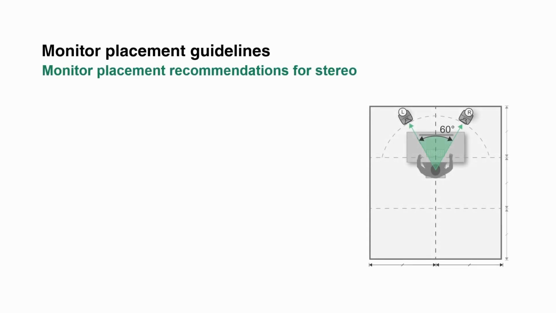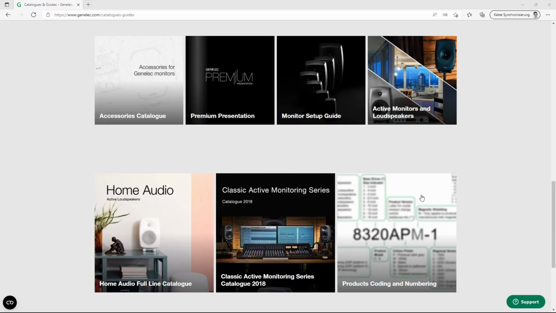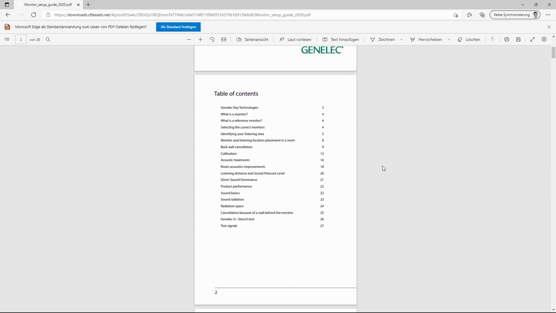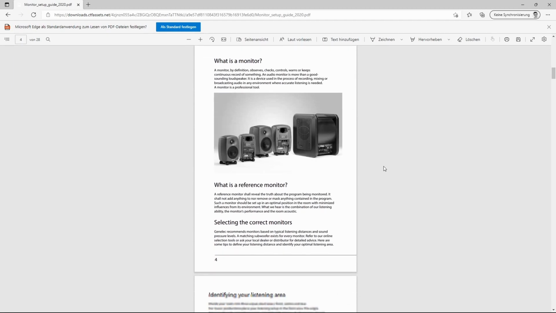A number of examples of ideal placement within the room exist within our monitor setup guide, which is available in the link below in the description. You can also head over to genelec.com and download a version of that for yourself. There's a huge amount of information in there which assists with correct placement. And again, this is the foundation of a well-calibrated system. The calibration techniques will get you so far, but I would say the key foundation of any good monitoring system is in the placement and its relationship within the room.